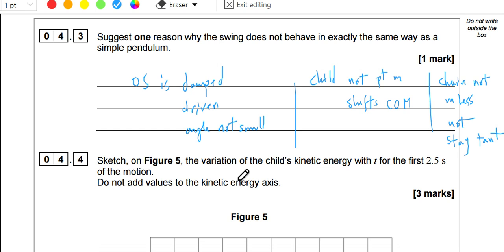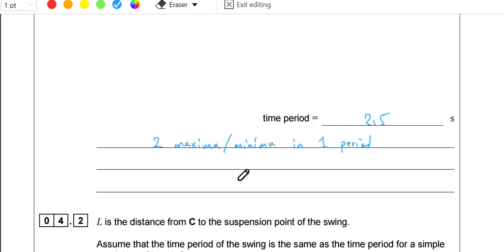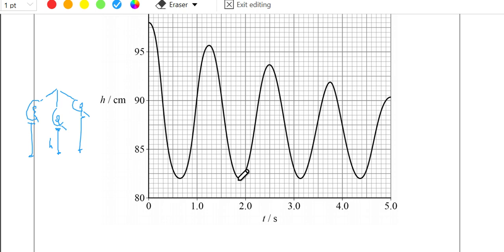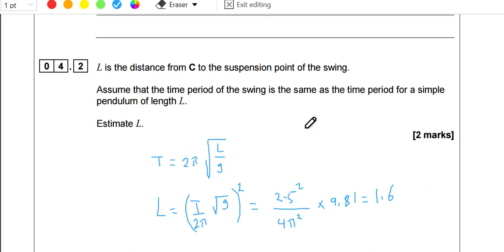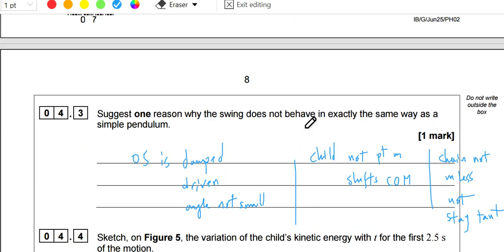Why does the swing not behave exactly like a simple pendulum? Because the oscillation is damped. You notice that the amplitude shortens with time, and also it is driven. Certainly the child pushes the ground. The angle is not small. The child is not a point mass; he or she shifts the center of mass.